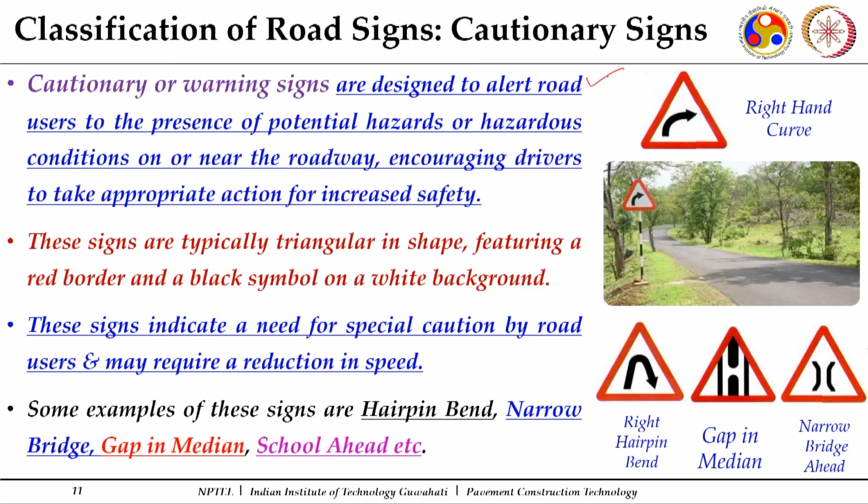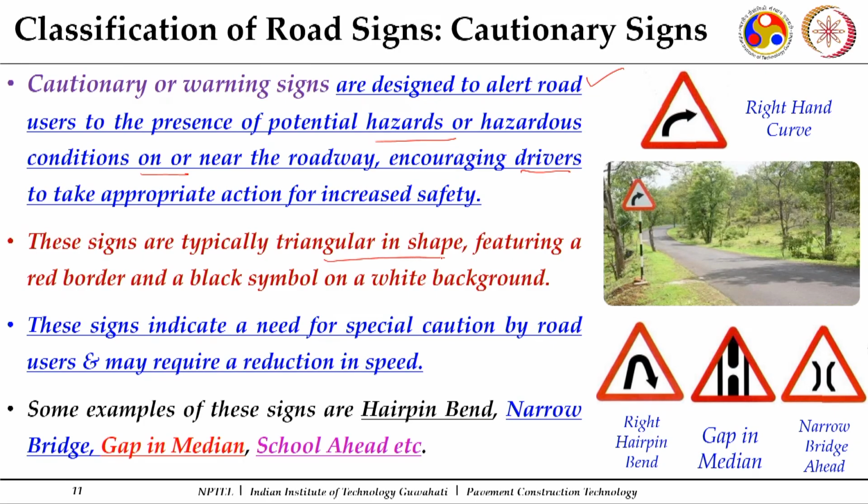Then the cautionary and warning signs are there. As we mentioned earlier, they are there to alert users to the presence of potential hazards or hazardous conditions near the roadway, encouraging drivers to take appropriate action for increased safety. Drivers get informed about what is ahead, whether they have to take a turn or reduce their speed. If the signs are properly visible in time, they can take the appropriate action.